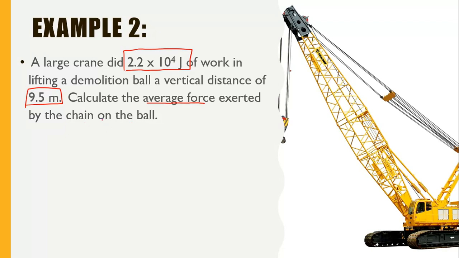So again, you guys, you should be getting the hang of this. We're writing down our variables. So in this case, they tell us that work is being done, 2.2 times 10 to the 4th joules of work. The distance traveled by this demolition ball is 9.5 meters. And we want to know what the force is. So work is equal to force times distance.